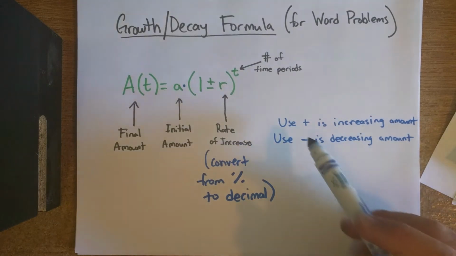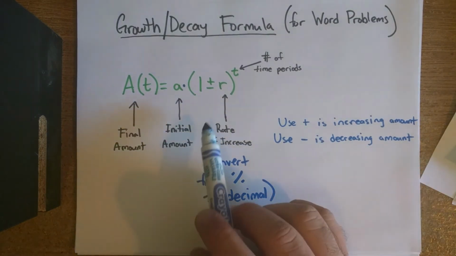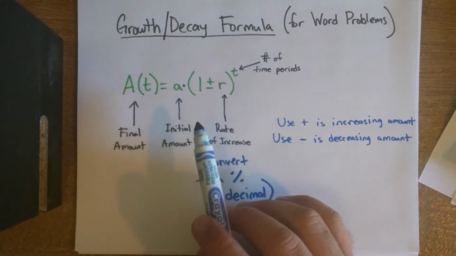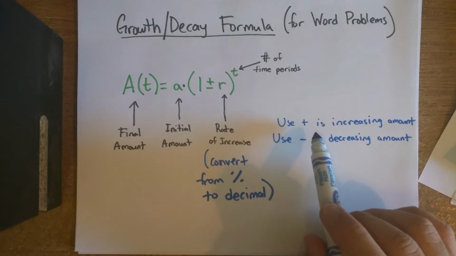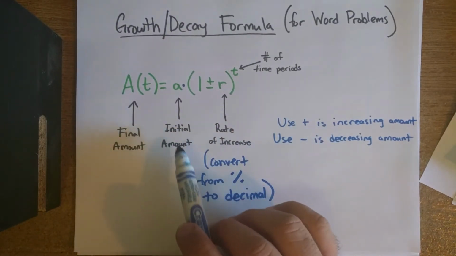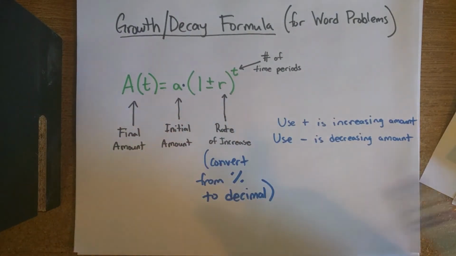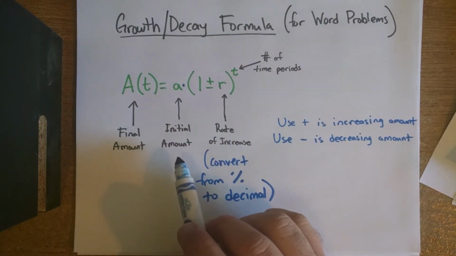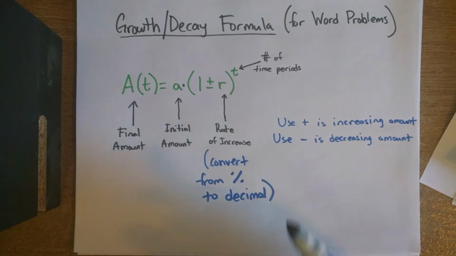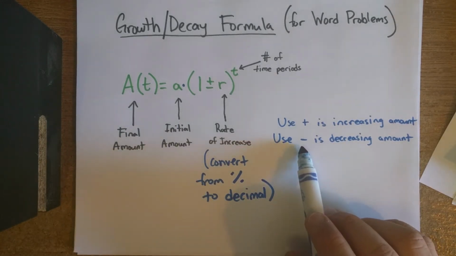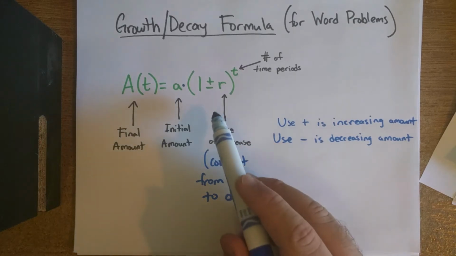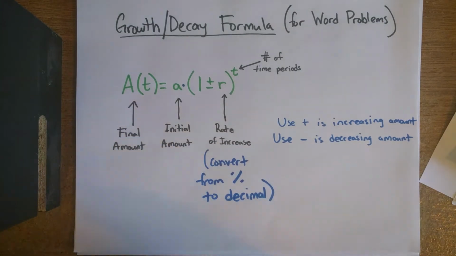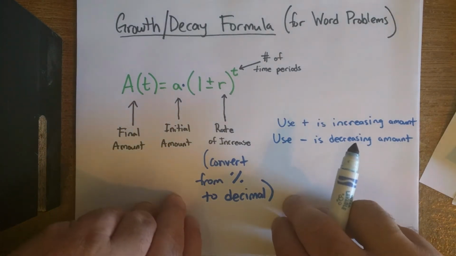Now, the plus or minus. When you're doing a word problem, you're not going to use both the plus and minus in the same problem. You're going to use the plus or the minus. You're going to use the plus if the amount that you're starting off with, your initial amount, is going up, if it's increasing. However, if your initial amount is going to be going down, getting smaller, then you want to use the minus instead. So do not use plus and minus in a word problem. Use one or the other. It all depends on the problem, though. So here, I'll show you right now.